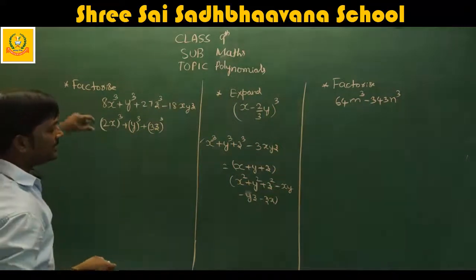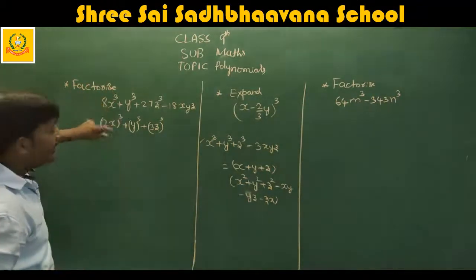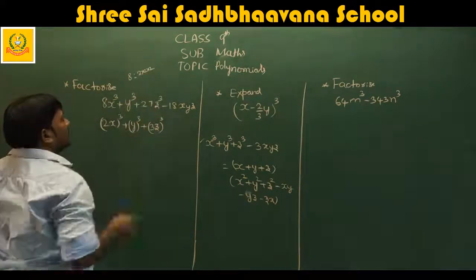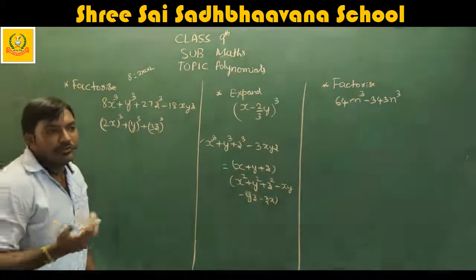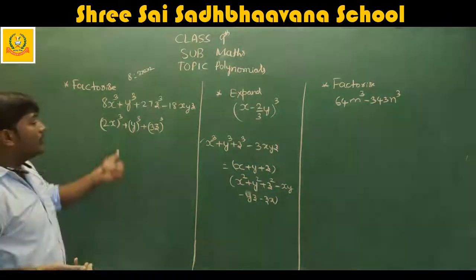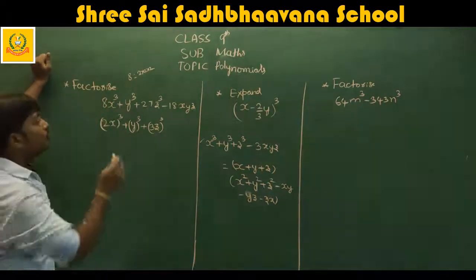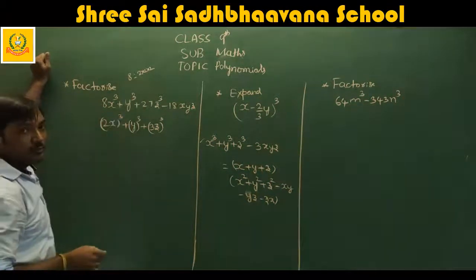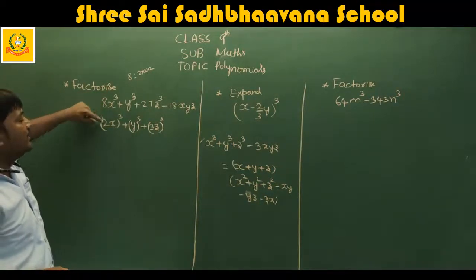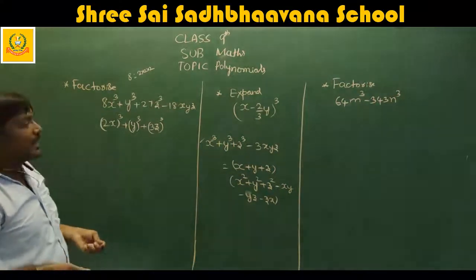Remember, here I am writing 8x cube as 2x whole cube because we know 8 is the cube of 2, correct? 2 into 2 into 2. When you multiply 2 three times, you will get 8. So obviously we can write it as 2, and x already has the cube, so we write 2x whole cube. Once again, 2 cube x cube will give you 8x cube. You are getting the original one back.